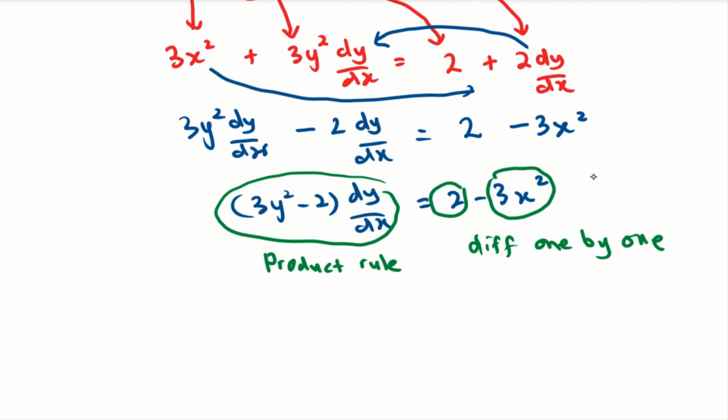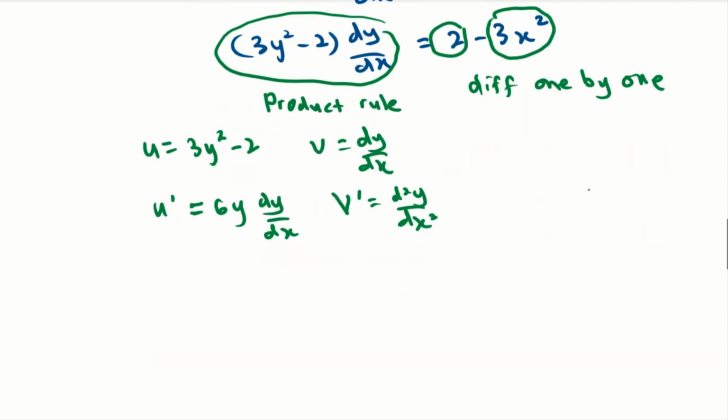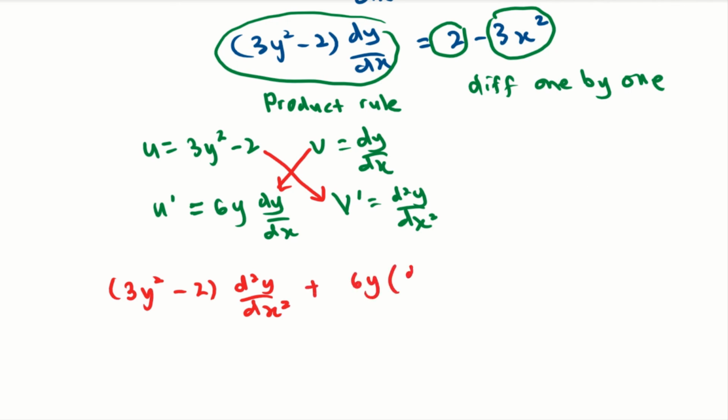Okay. So let u equals to 3y square minus 2, then v equals to dy dx. Okay. U prime we get 6y dy dx. Differentiate 2 becomes 0. So jadi u prime is 6y dy dx. V prime we get second derivative of y with respect to x. So then kita boleh apply formula uv prime plus vu prime. So 3y square minus 2 times second derivative of y with respect to x plus 6y dy dx square.